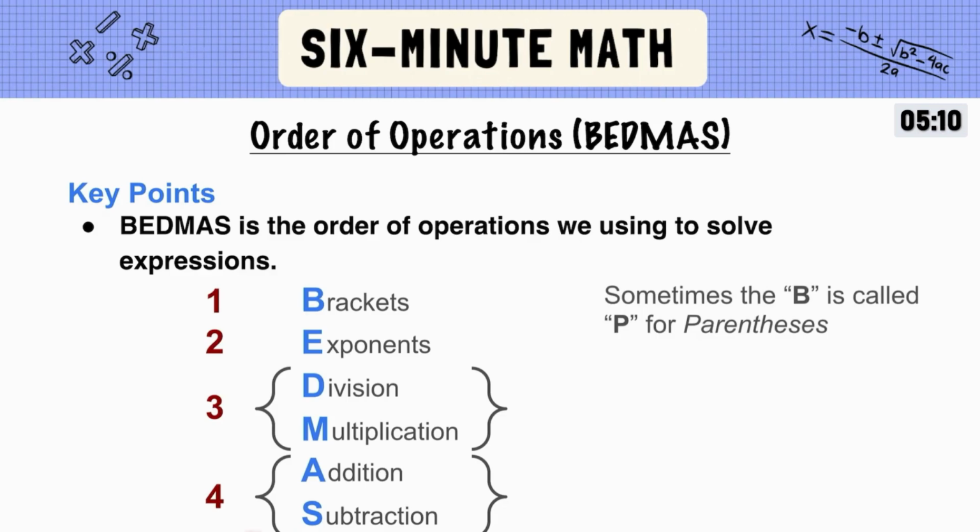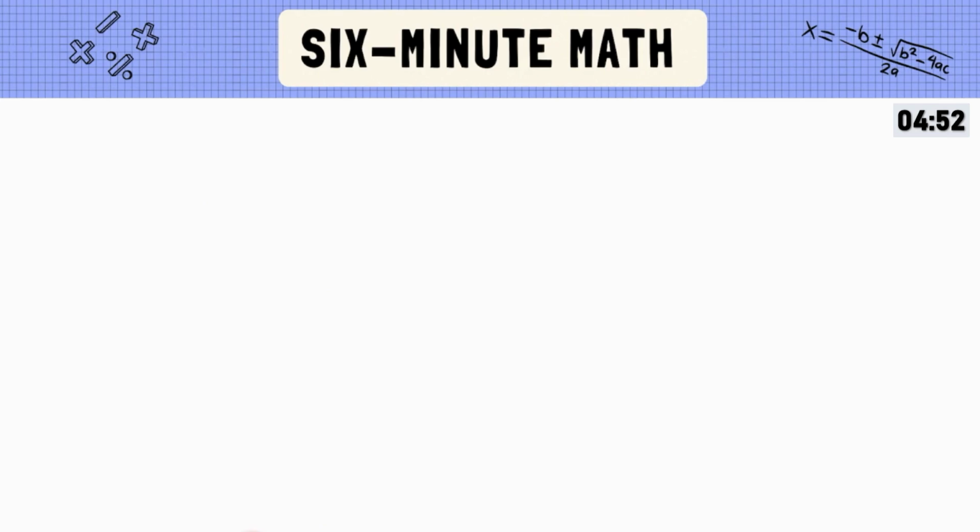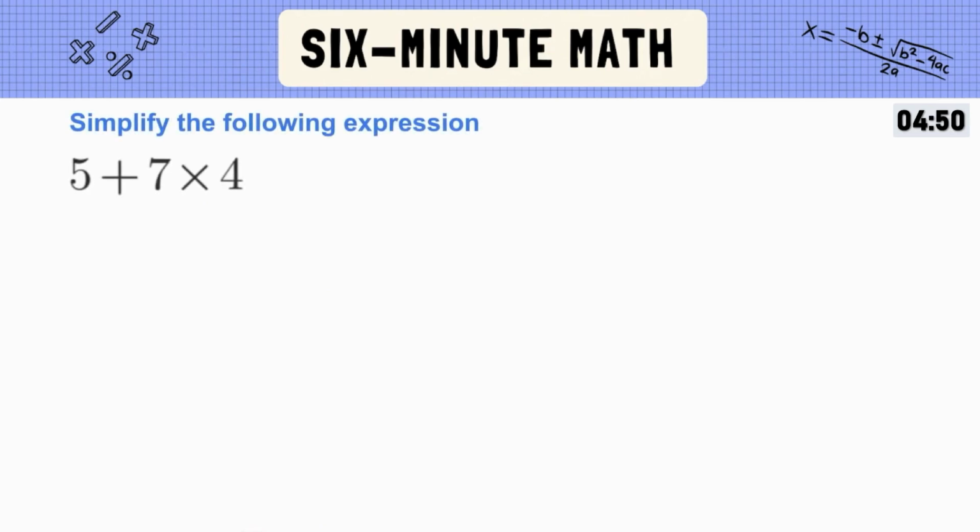Sometimes the B is called P for parentheses. Sometimes division and multiplication is swapped, and sometimes people call this PEMDAS. For our video today, we are going to use BEDMAS as our acronym though. So let's check out some examples of what it looks like. We are going to solve the following expression.